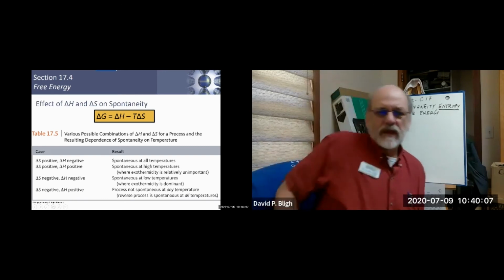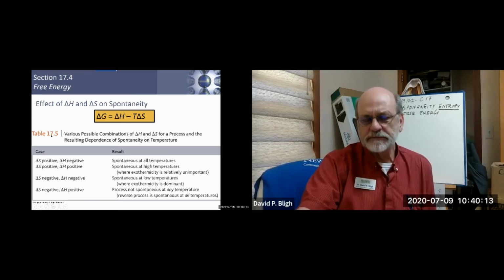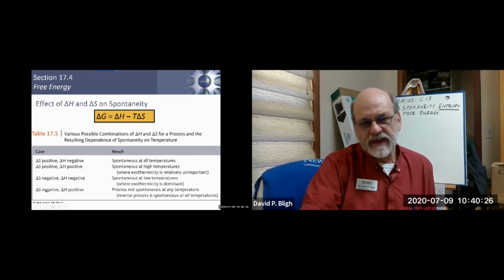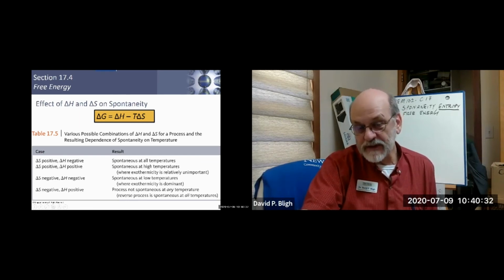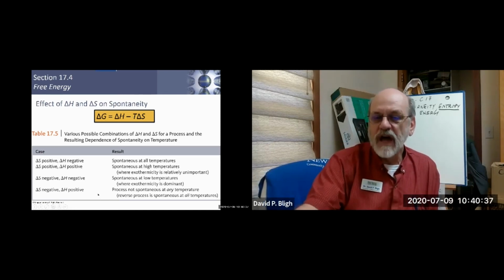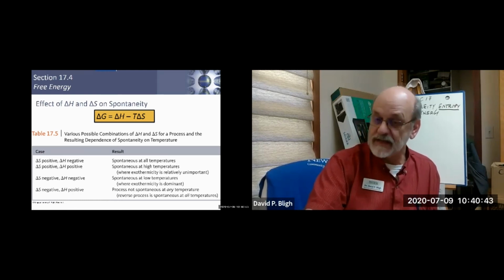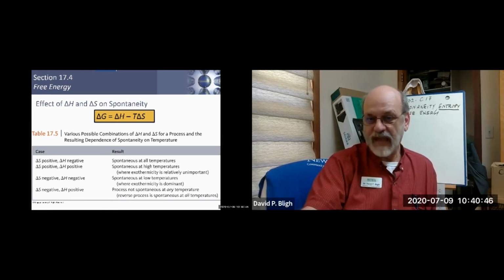Okay, so this is the slide that I was referencing earlier, and this came straight out of the book. So what happens if S is positive and H is negative? Doesn't matter what the temperature is, it's always spontaneous. If S is negative and H is positive, delta G is positive, and that one is always not spontaneous at any temperature. But the reverse process is spontaneous at any temperature.